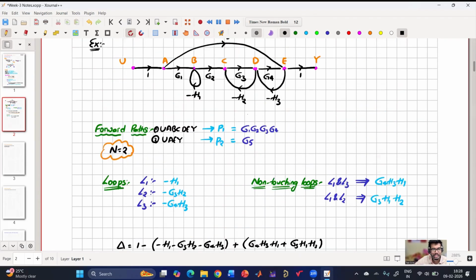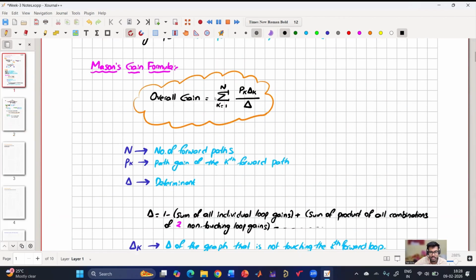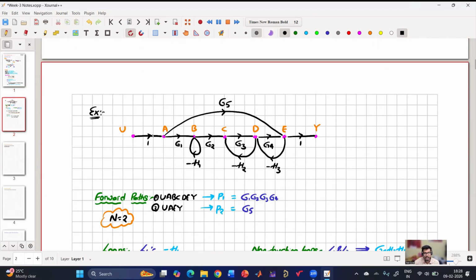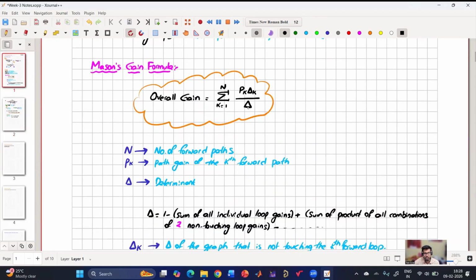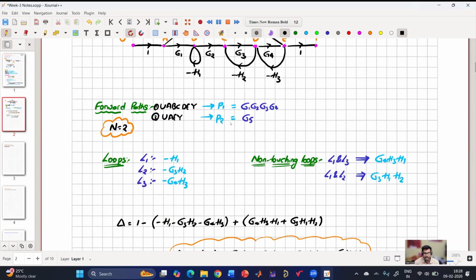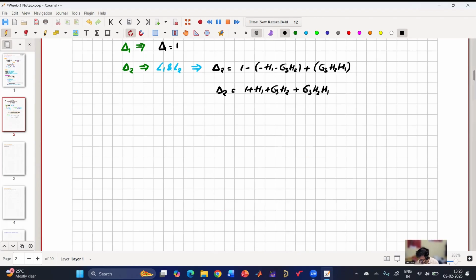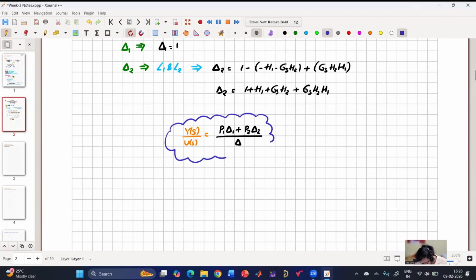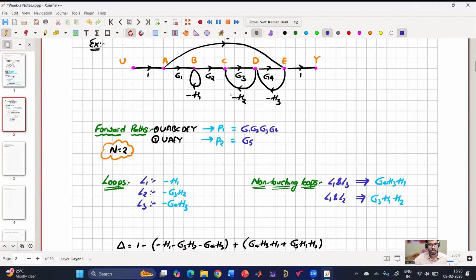Now if I apply Mason's gain formula, which gives my overall gain, which is the transfer function y of s by u of s. Delta is the same, so the denominator is the same. In the numerator I have P1 delta 1 plus P2 delta 2. So my y of s by u of s is P1 delta 1 plus P2 delta 2 by delta. We have calculated all the values. So now this expression results in the final gain from input to output.